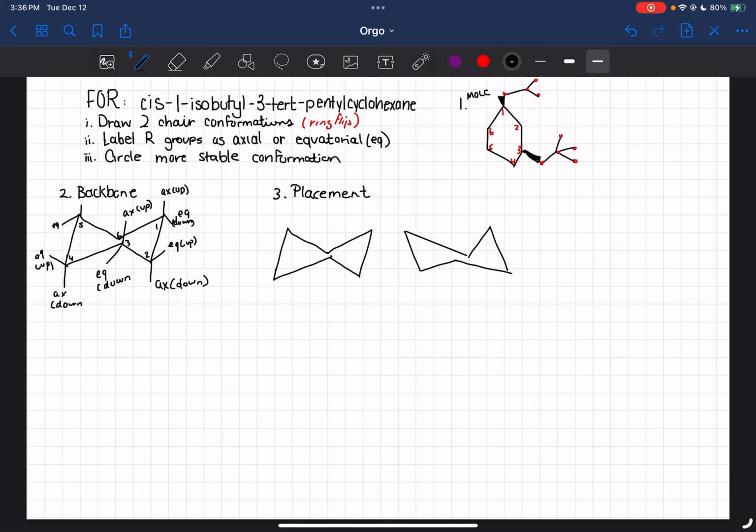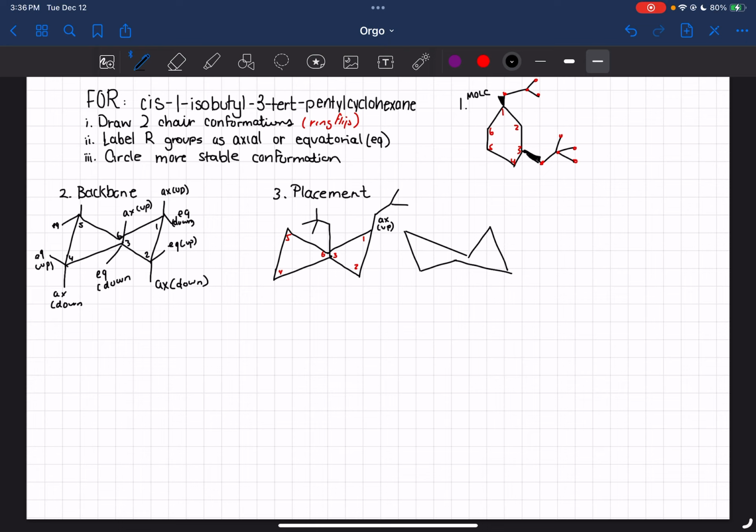So at my first, I'm going to number 1, 2, 3, 4, 5, 6. At my first one, I'm going to go ahead and put my isobutyl, which is right here, and then I'm going to label it like it says right here. This is my axial up. And then my 3-tert-pentylcyclohexane, so at 3 right here, and again it's cis, so it needs to be in the up position, and the up position here is axial again, so up.